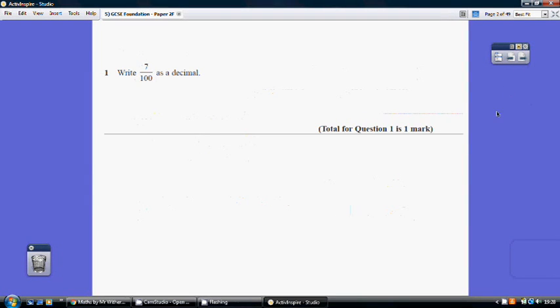Question 1. So 7 hundredths as a decimal is 0.07. So we've got the 7 in the hundredths column. So it's a calculator paper, so make sure you check your answer on your calculator if you're not sure.